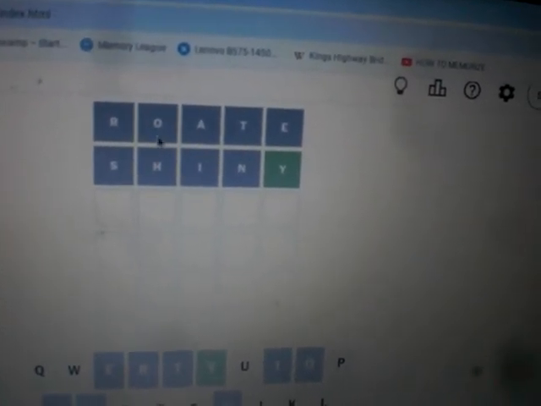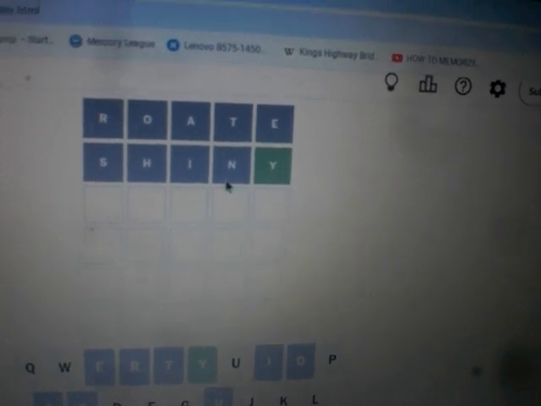Oh my goodness, we almost got shut out again. We are in big trouble. So let's look at our vowels after the second guess. Always a good idea. No A, no E, no I, no O. Oh, we got a U. I forgot about the U. So we got a U and the Y. So I'm guessing there's a U in this puzzle.